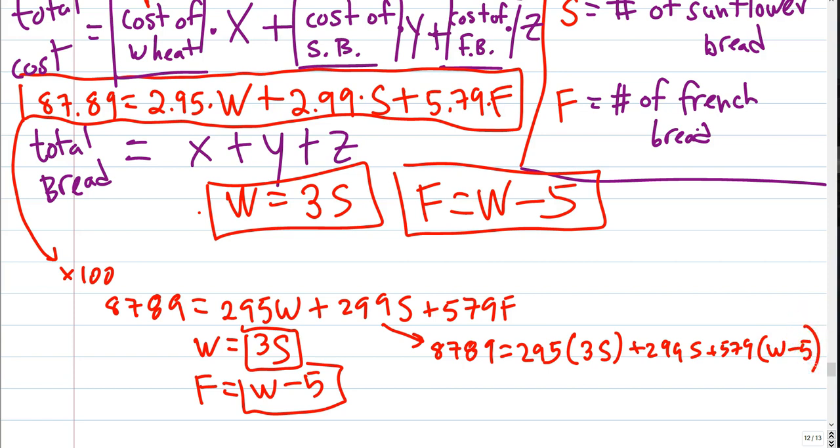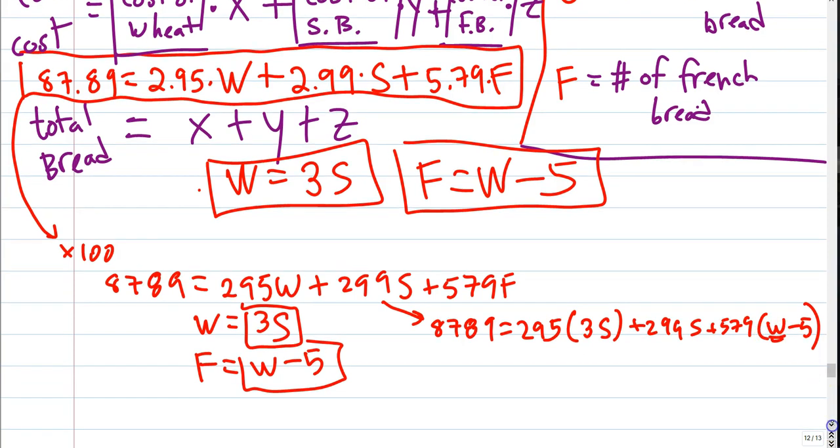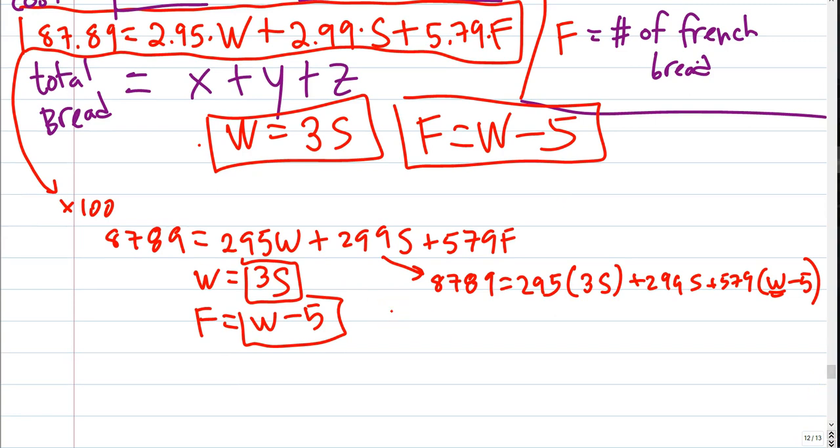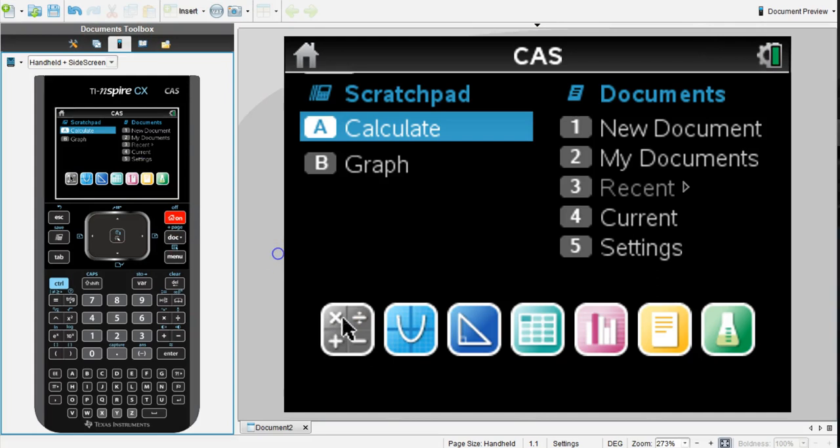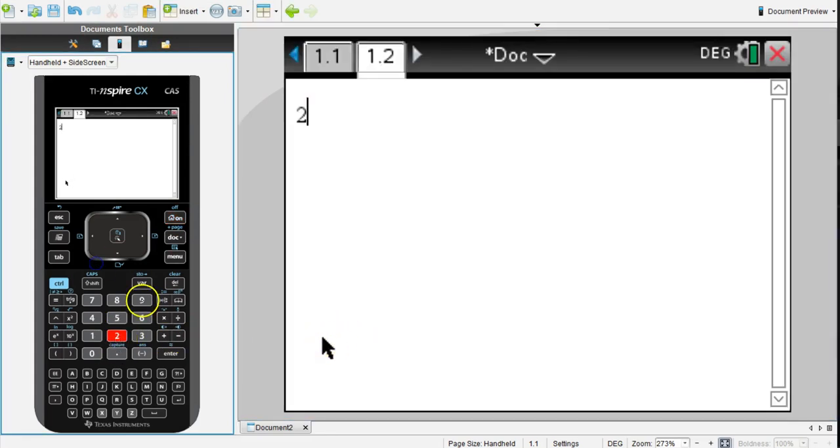Okay, we are almost down to one variable. We went from W, S, and F, and now we have S, S, and there's still a W in there. But I can take that W again and replace it with 3S. So 8789. I'm going to start cleaning this up as we go. 295 times 3 should be, let me double check that on a calculator. 295 times 3. 885.